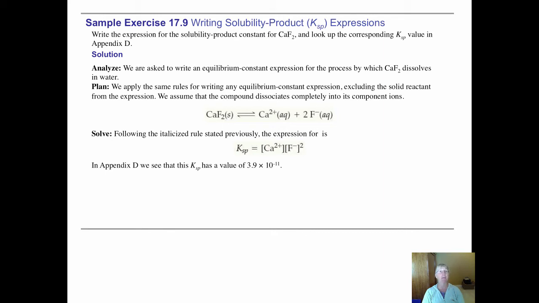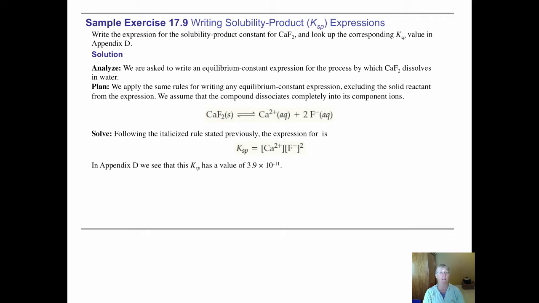See how tiny these numbers are? That's why we call them sparingly soluble salts. Only a tiny amount will go into solution when you have expressions of 10 to the minus 11. Also, now that you know that the Ksp is 3.9 times 10 to the minus 11 at a specific temperature, which is usually 25 degrees, you can let x stand for the calcium concentration and 2x stand for the fluoride concentration. You can then substitute in x and 2x and solve for actual concentrations.